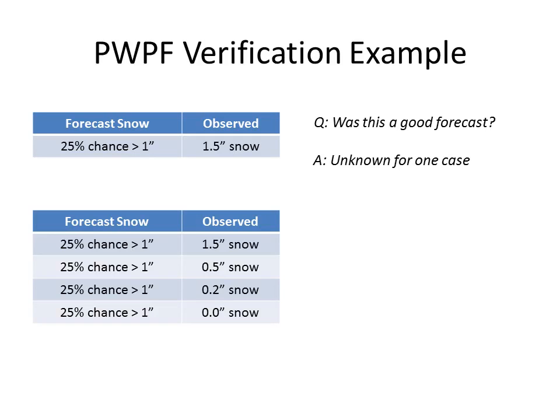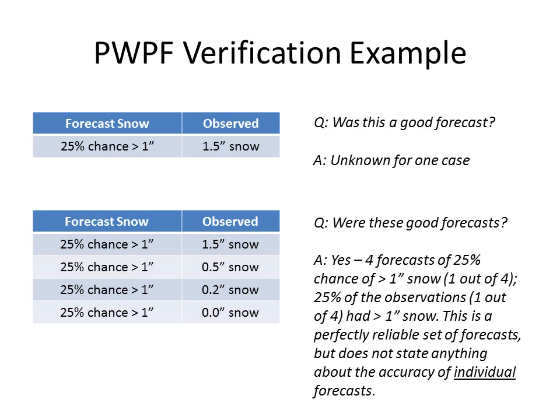Here's another example. Say you had 4 forecasts that all showed a 25% chance of receiving greater than 1 inch of snow. More than 1 inch of snow was observed for the first forecast, but not for the last 3. Again, we ask the question, were these good forecasts? The answer here can be derived statistically, though a much larger sample size would be ideal. In fact, yes, these represent a set of very reliable forecasts taken as a group. Out of the 4 forecasts made, there was a 1 out of 4 chance of receiving greater than 1 inch of snow, and this occurred 1 out of the 4 times.